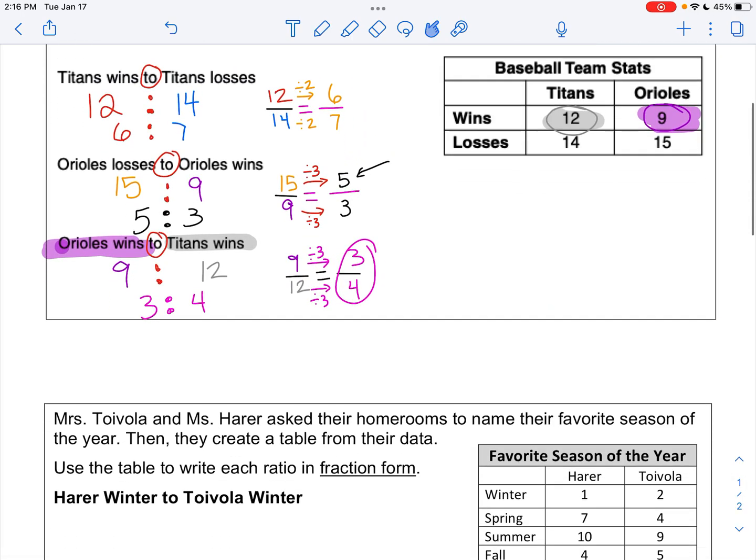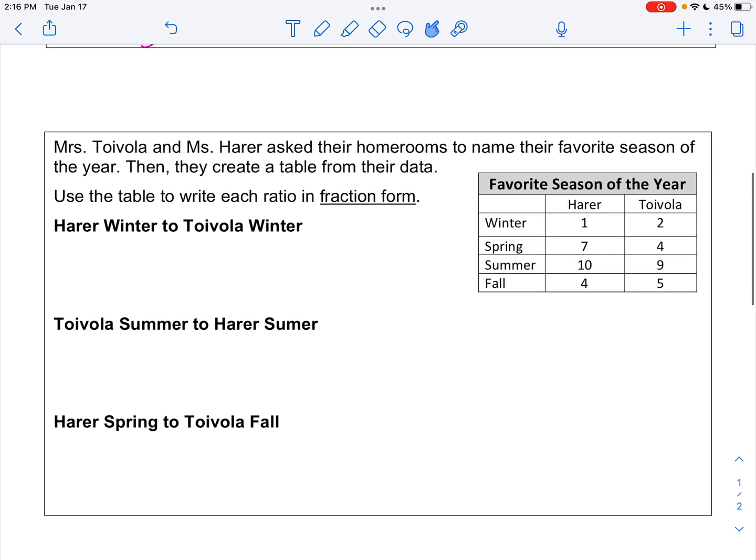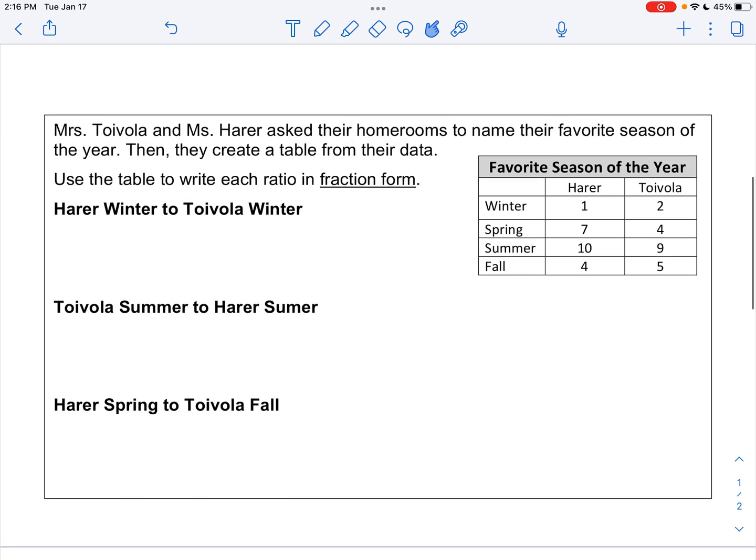The next one is really similar, right? Not about baseball. It's about my homeroom and Ms. Hare's homeroom, right? So do the best work you can, right? It does say to write it as a fraction, right? So please simplify those answers as well. All right, we'll see you in class tomorrow.